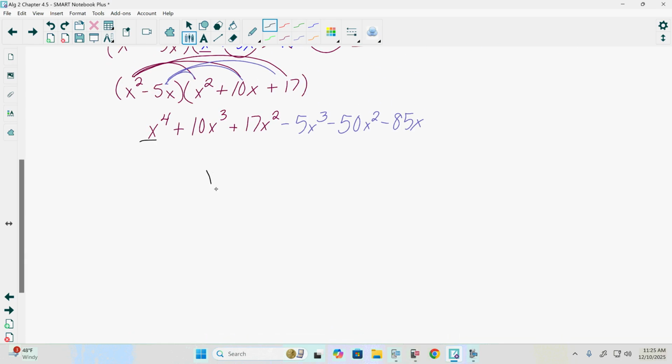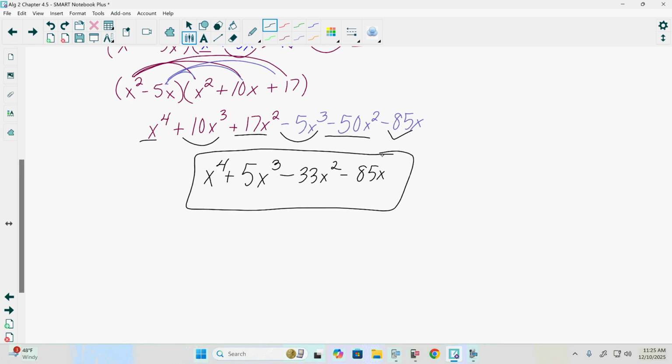Combine like terms. X to the 4th doesn't have any like terms. 10x cubed minus 5x cubed is going to be positive 5x cubed. 17x squared minus 50x squared is going to be negative 33x squared. 85x does not have any like terms. Telling us our final expression is x to the 4th plus 5x cubed minus 33x squared minus 85x.